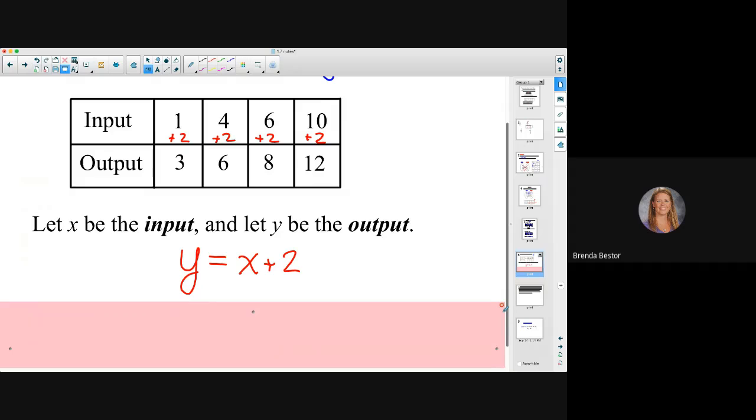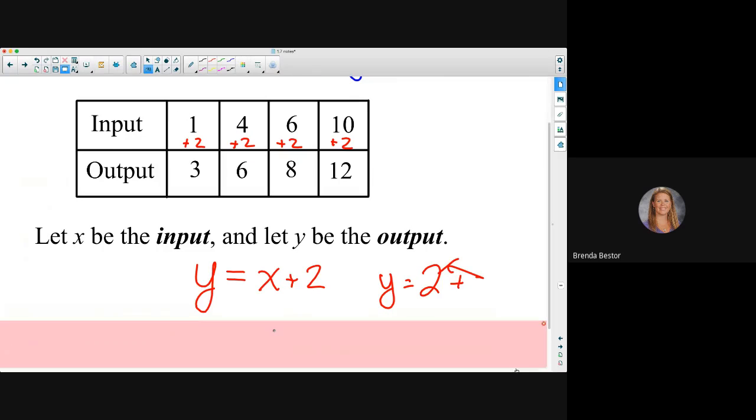It needs to be written like this, please. We're working on translating and going verbal to mathematical. Same thing here. We didn't stick a 2 in the function box and then add an x to it. We started with an x, and once we had the x, then we just went from there.